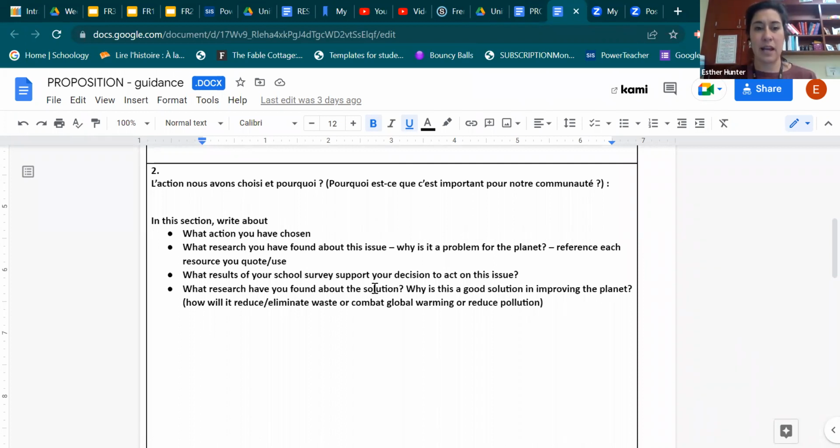Next stage that you'll have is l'action nous avons choisi et pourquoi. So the action that we chose and why. So, pourquoi est-ce que c'est important pour notre communauté? Why is it important for our community? In this section, you're going to write about the action you've chosen, what research you found about this, and so this is going into more detail about just this issue. After you've had the first 2 where it's just general, this is specific, and you focus all your research onto this. So why is it a problem for the planet? Reference each resource that you use, and you can quote, and you're going to directly quote this sometimes.